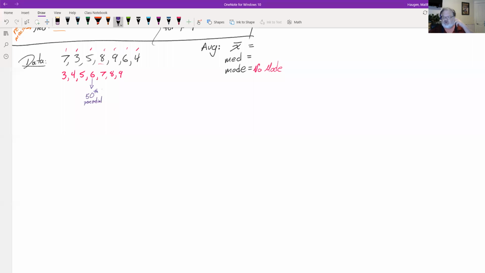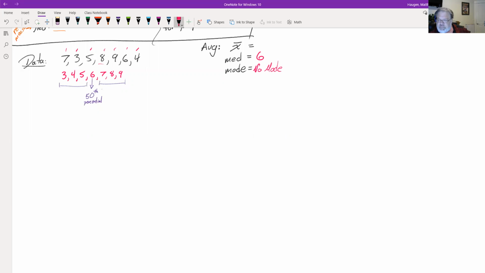Percentile is a word we hear fairly often, right? Depending on what your background is. But that 50th percentile should break the data set into two pieces that are the same size. So just as many below our median as there are above our median. So, yep, pretty happy with that median being 6.